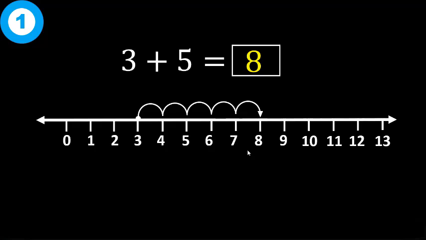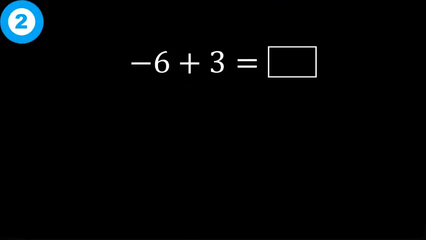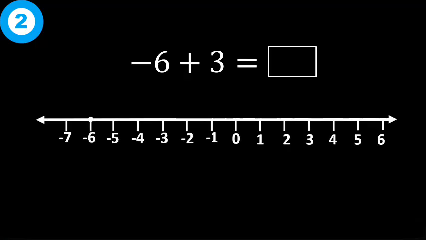This is one of the easiest ones. Let's move to the next question, which is probably more complicated. Now we have negative 6 plus 3. Let's introduce our number line, and now once again we are adding 3 to negative 6, and since we are adding a positive number to negative 6, that means we are going to also move to our right as well.